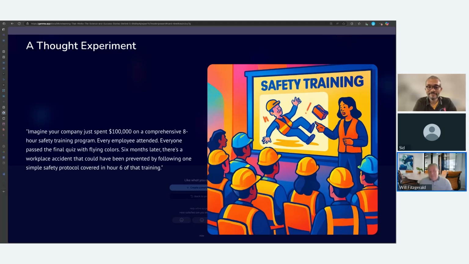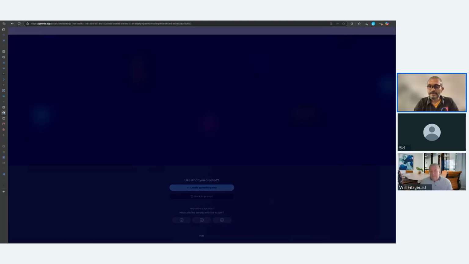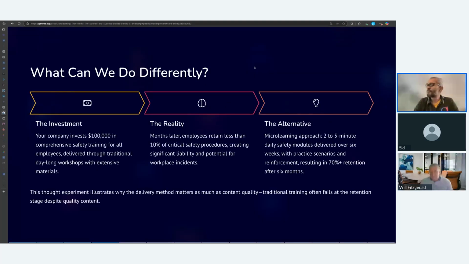So what I'm hearing is that there are certain cases where we cannot avoid that initial onboarding or initial process training where they have to go through that entire session. Absolutely. The problem is that in most cases, they are not able to retain that information over a period of time. So then, what do we do? Keeping that in mind, what can we do differently?